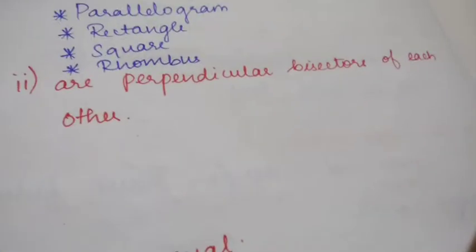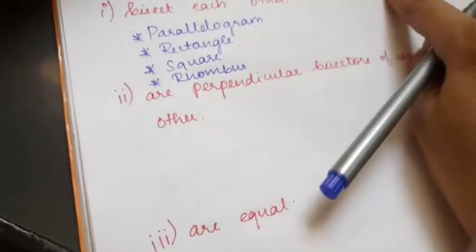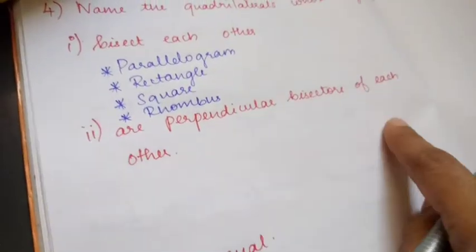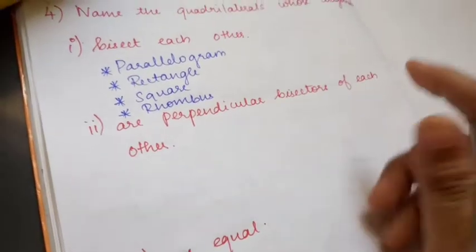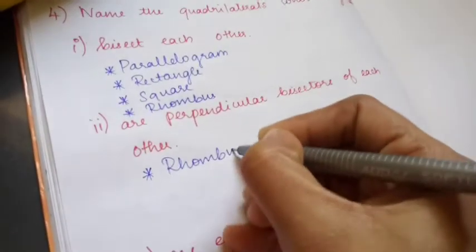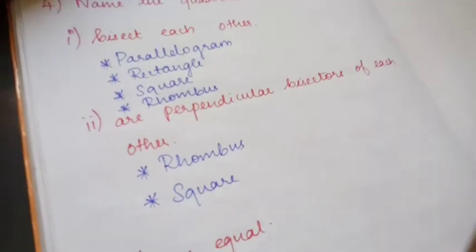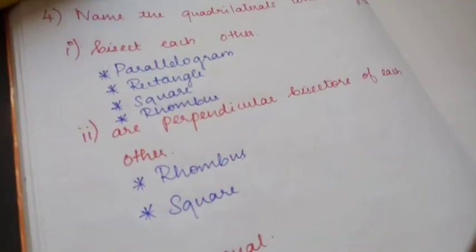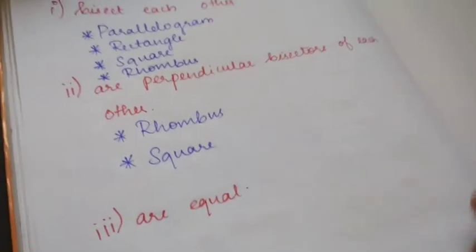Next, second subdivision. Are they perpendicular bisectors of each other? They are asking whether our diagonals are perpendicular bisectors of each other. In which figure do we have perpendicular bisector diagonals? We have it in rhombus, then in square. Okay, in rhombus and square we will have diagonals that are perpendicular bisectors. Yes, do you remember that? In your last class we discussed the same thing.